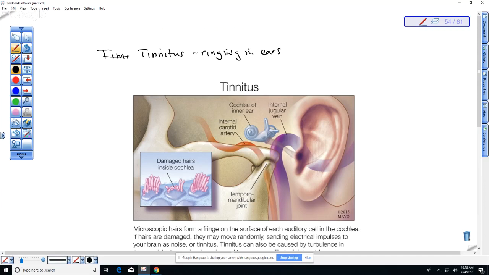You'll also notice that there is an artery that runs really close to your cochlea. And so sometimes you can actually hear that pulse, right? Sometimes you can hear the pulse in your ears. And that's because of that internal carotid artery running right next to the cochlea. Also jaw problems can cause tinnitus and strange sounds because the temporomandibular joint is also kind of close to the cochlea. So tinnitus can be caused by many factors. So it is a symptom.